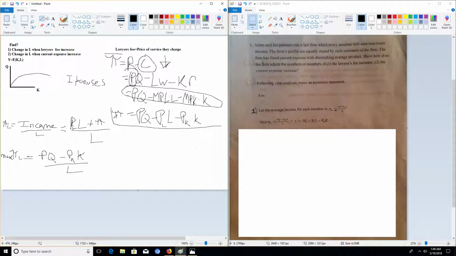Profit, this was brought to the left, so profit plus P sub L times L equals PQ, revenue, minus P sub K times K, returns to capital, right? Same thing. Now, why did he do that? Because we want this equation to also relate capital, current expenses, right? That is what capital is in this equation.